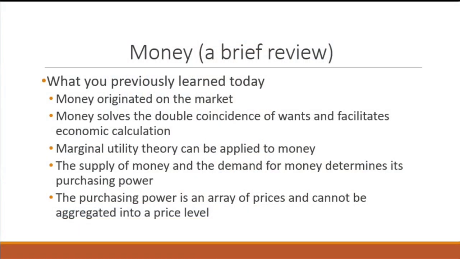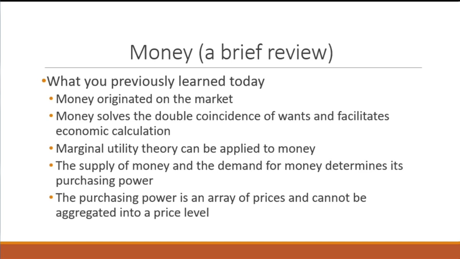So just a brief review of what we discussed in the talk before proceeding. Money originated on the market. It's not a creation of the government. Money solves the double coincidence of wants and facilitates economic calculation. It allows complex society, modern civilization to exist, right? Because we can now compute revenues and costs, profit and loss under one common denominator. Marginal utility theory can be applied to money.